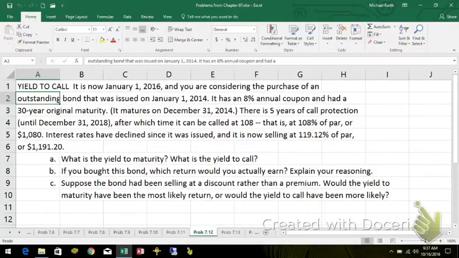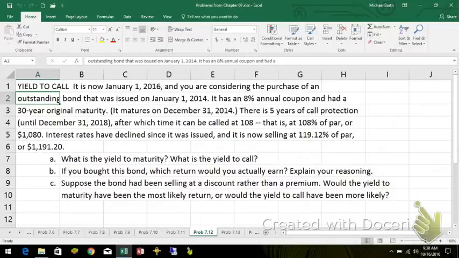Alright, so it is the beginning of 2016 and you're looking at a bond that was issued 2 years prior. When it was issued, it had an 8% annual coupon and 30-year maturity. So 2 years later it has a 28-year maturity left. There's 5 years of call protection, so it could not be called during the first 5 years of life. So the first time it can be called is the end of 2018, beginning of 2019. So that would be 3 years from now.